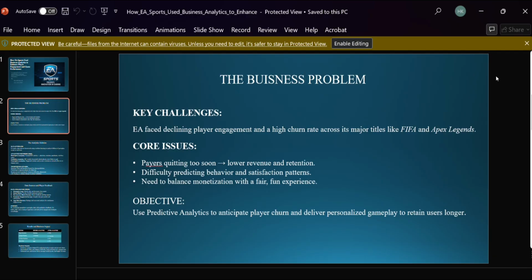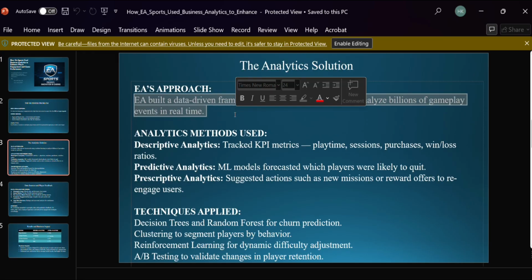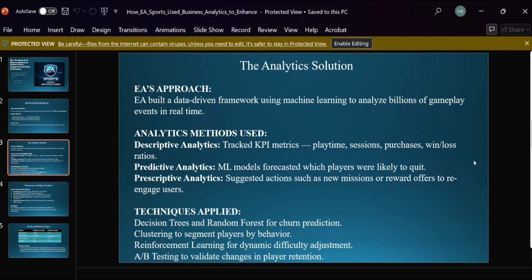On top of that, EA struggled to understand why players were leaving. With millions of players worldwide, manual observation wasn't possible, so they needed a data driven solution. They needed something that could analyze player behavior in real time, predict who was about to quit, and help them take proactive action before that happened.